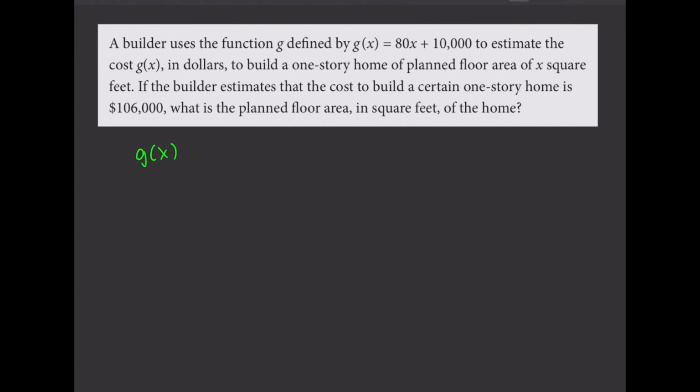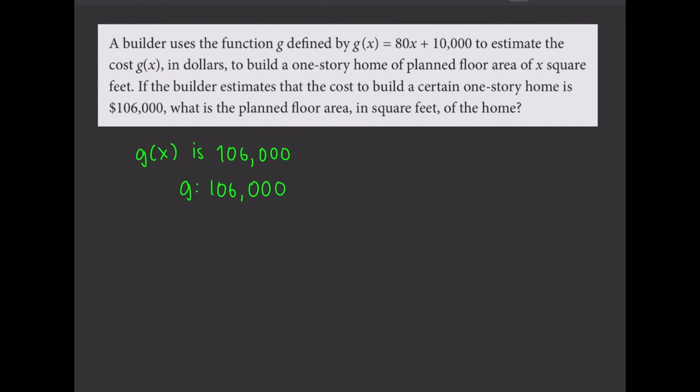So, from this question, we can see that it asks you to find the value of the input of a function when you are given the output and the equation of the function. The estimated cost of the home is the output of the function g for a one-story home of planned floor area of x square feet. The output of the function g(x) is 106,000, and you need to find the value of the input x that gives an output of 106,000.